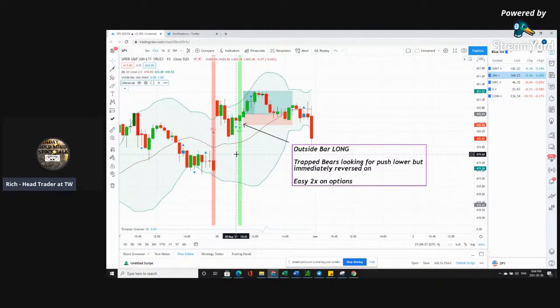And then the other thing that I want to do is talk about what the outside bar actually means, because it's important that we discuss the psychology behind the bar, right?